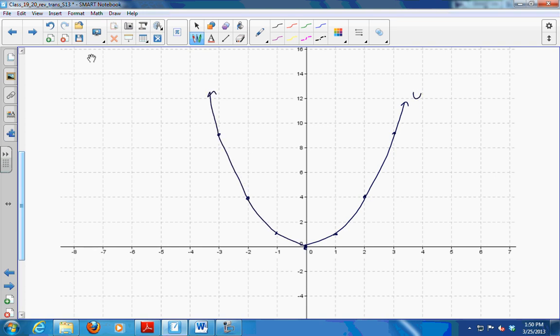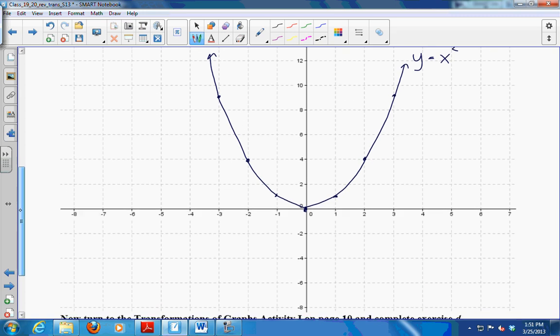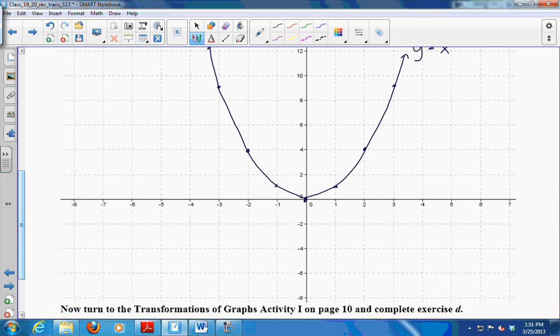So this is y equals x squared. I just picked a few random x values and squared them, plotted the points. Now I have to take this graph and shift it left 2, down 3. So I can just pick the few key points I already plotted and move them left 2, down 3.